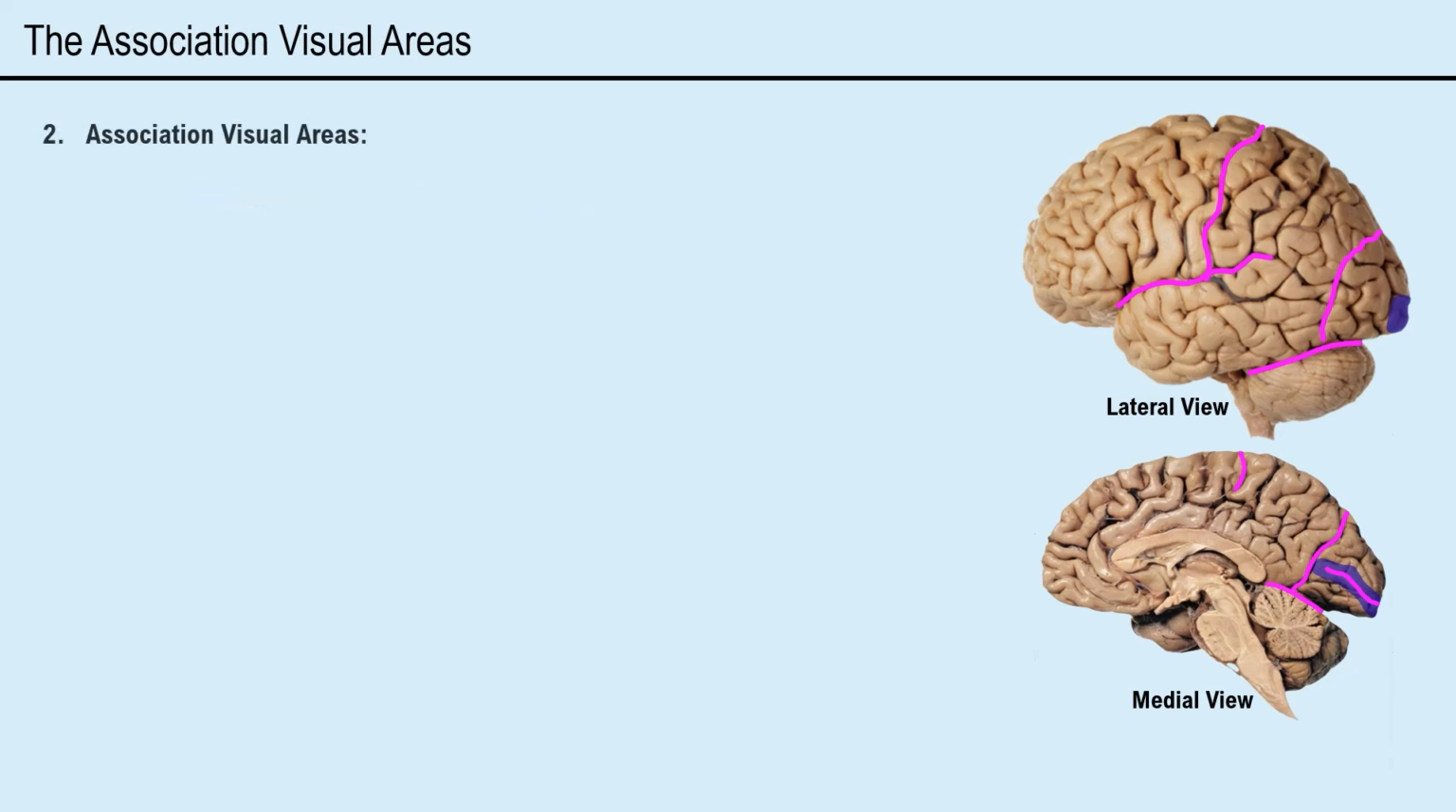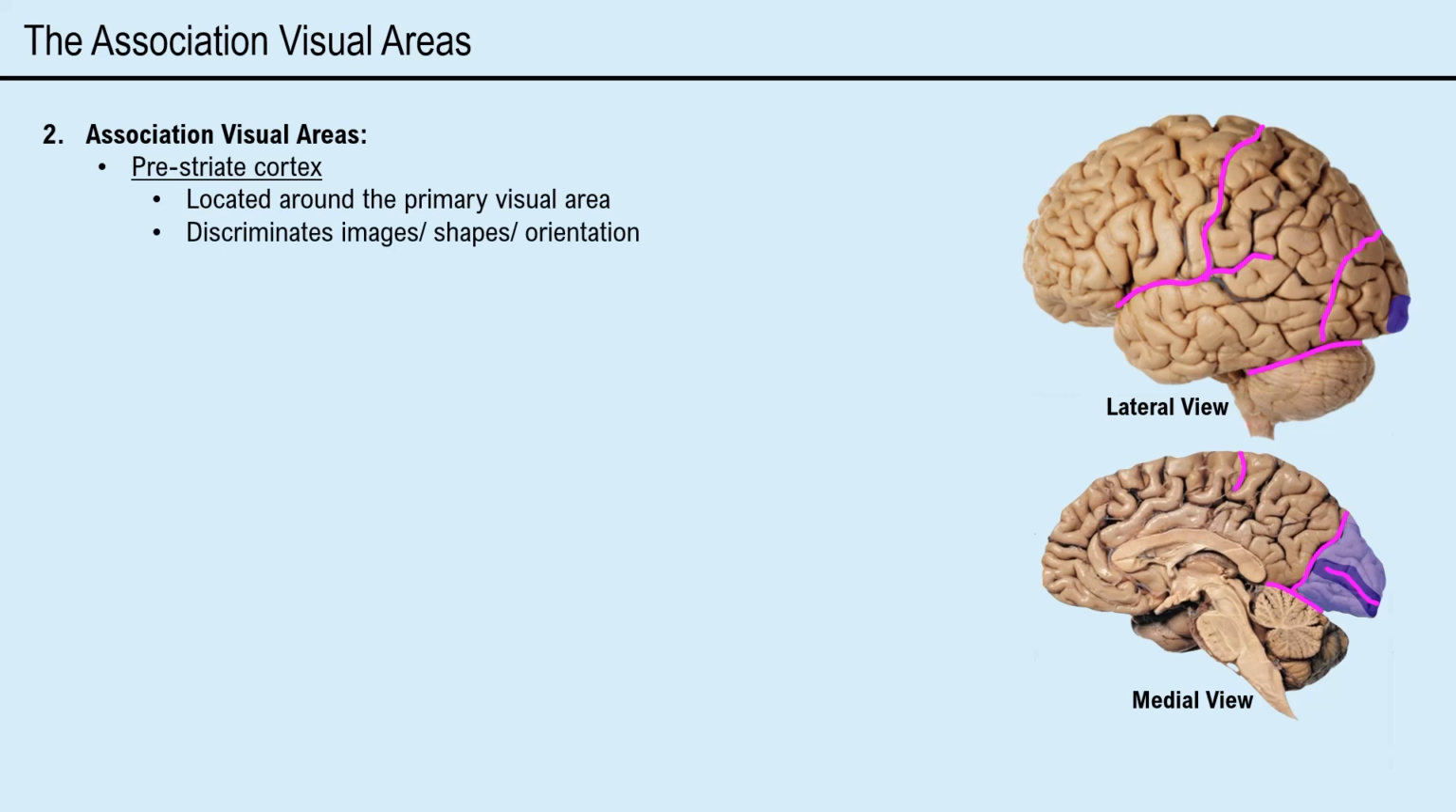The visual association area is located in the pre-striate cortex. This, in similar fashion to the other association areas, is located around the primary area for visual processing, as can be seen on the medial view of the cortex on the right. The association visual area of cortex finely tunes information from the primary visual area. It is responsible for discriminating shapes and images and processes the orientation of the input from the primary visual field.